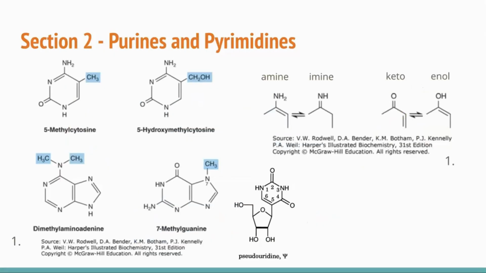Additionally, we must note that in the keto-enol or amino-imino tautomerization of these nucleotides, the keto and amino forms will dominate at physiological pH because they have more resonance stabilization with their double bonds. And then I did want to show some less common purines and pyrimidines, namely 5-methylcytosine, 5-hydroxymethylcytosine, dimethylaminoadenine, 7-methylguanine, and pseudouridine.